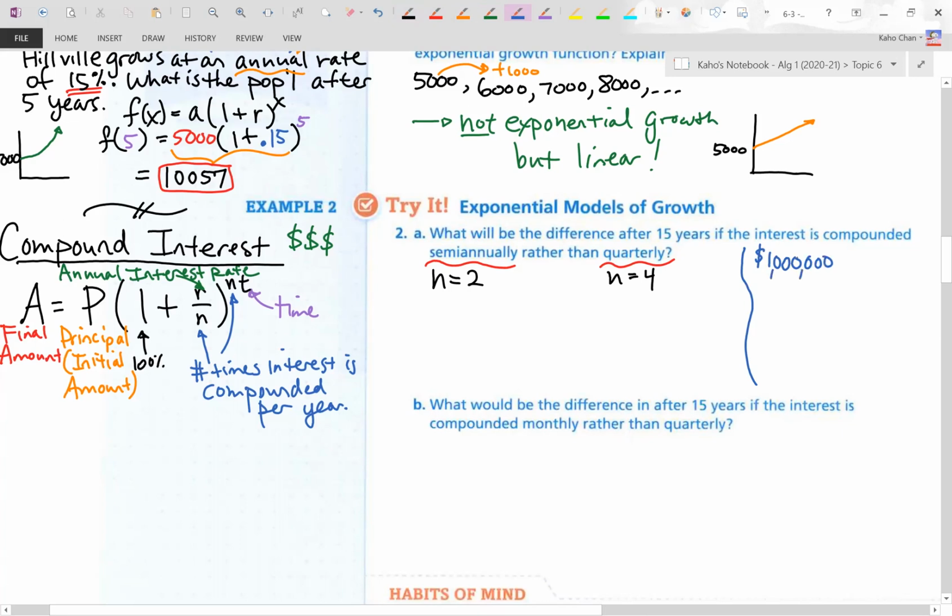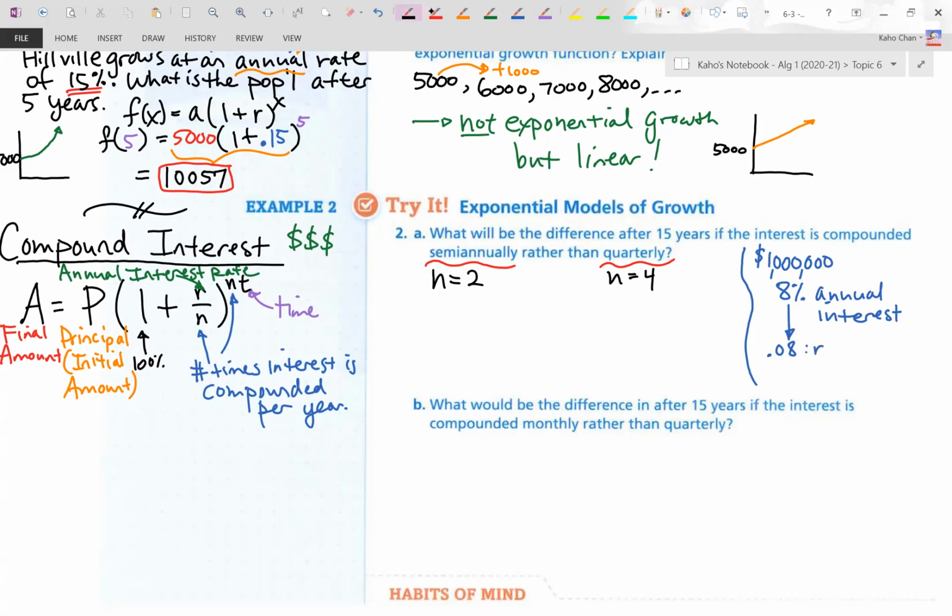And let's just say with its compounding interest at 8% annual interest. And I pick 1 million because it's just a simple number to compare, okay? And 8% when you convert it to a decimal, of course, is 0.08. That's your R value, folks. Let's just plug into the formula with both scenarios.